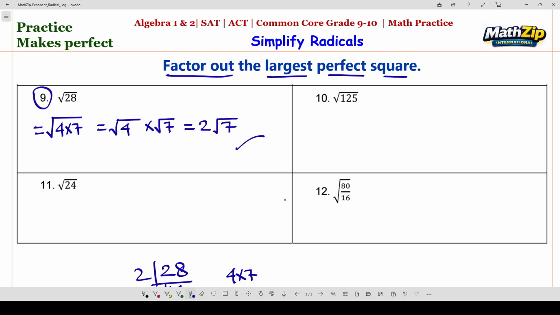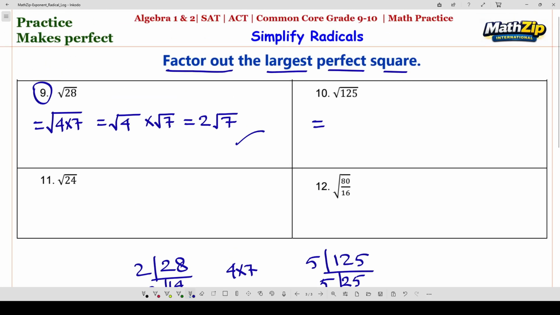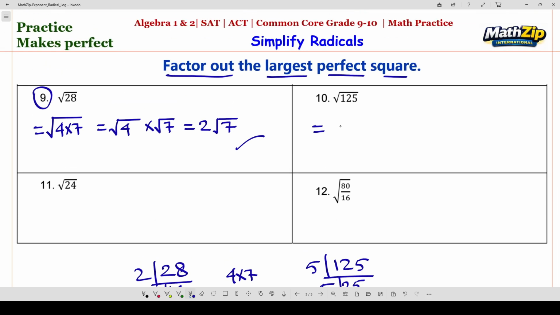Very simple. Number 10. Similar, 125. 125, we can divide by 5, so we will get 25. Again, we can divide by 5, and we will get 5. What does it mean? It means 125 we can write as root of 25 times 5. Then root 25 times root 5. Root 25 is a perfect square, so root 25 will be 5, and here is root 5.